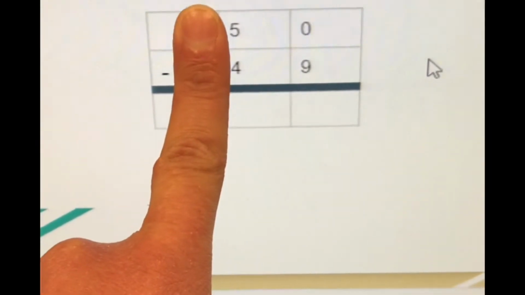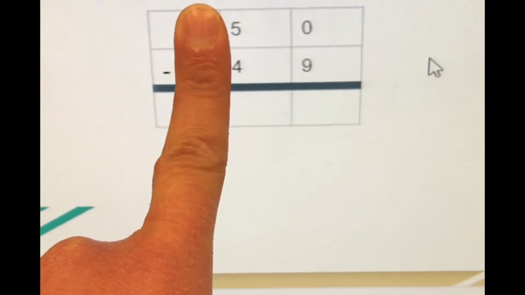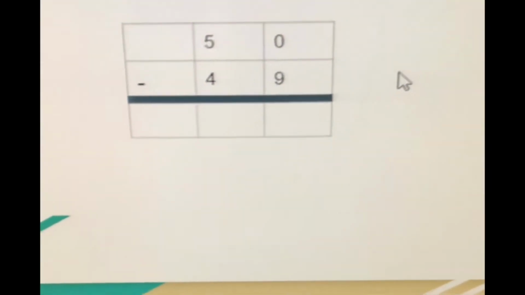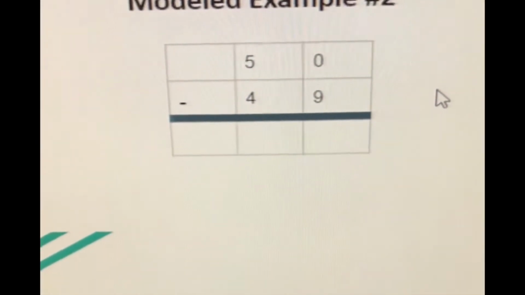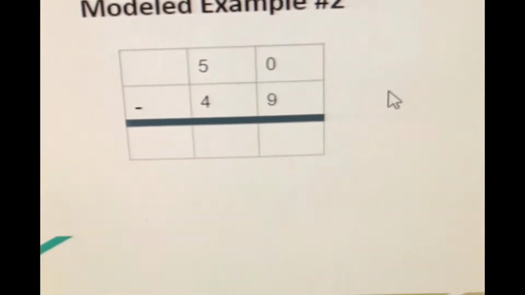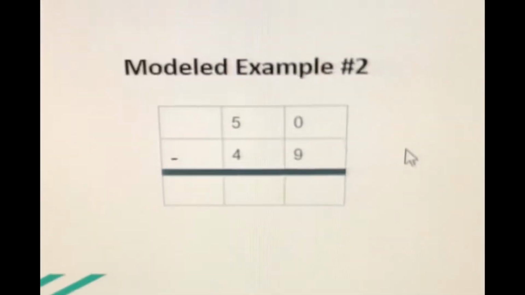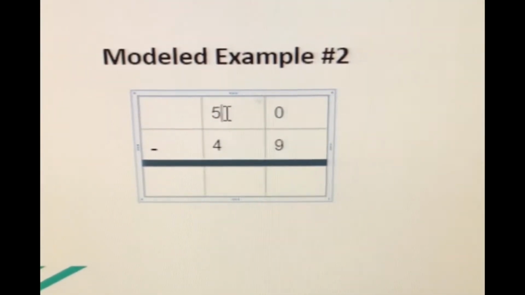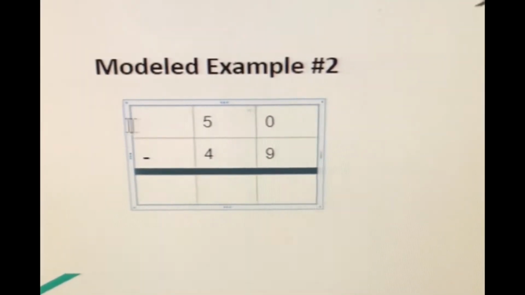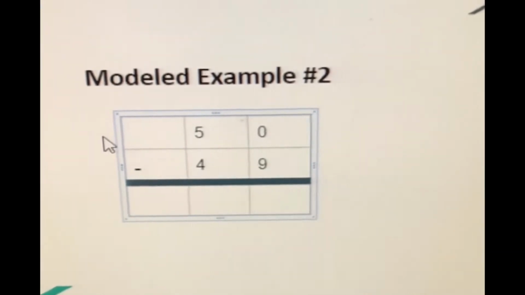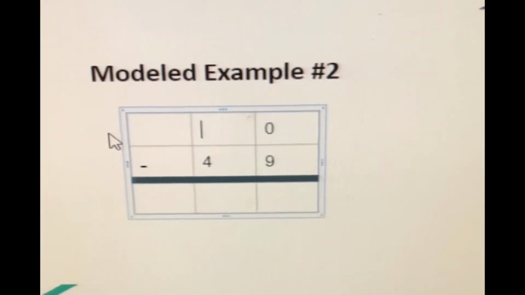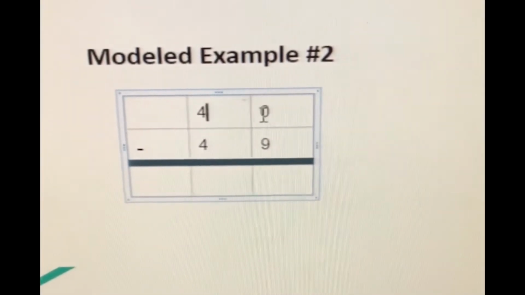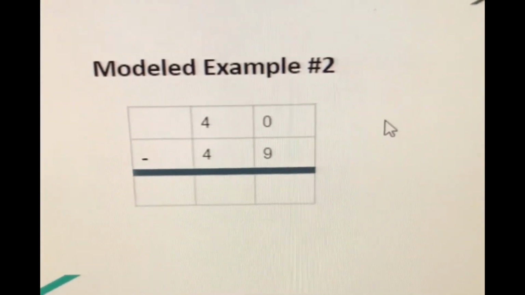In the tens place, we have 5 minus 4. Alright, so the first step is we have to take a 1 away from the tens place. Alright, so we have 5 tens. We got to take a 10 away and add it to the ones from the tens place. Take a 10 away from the tens place and add it to the ones place. So the 5 is going to become a 4. And then we have to add a 10 to the ones place.